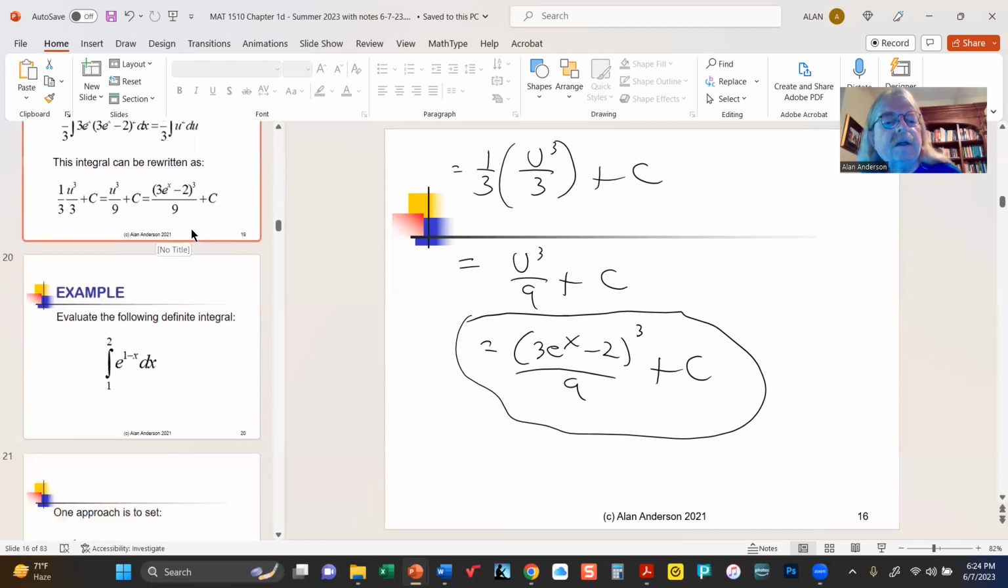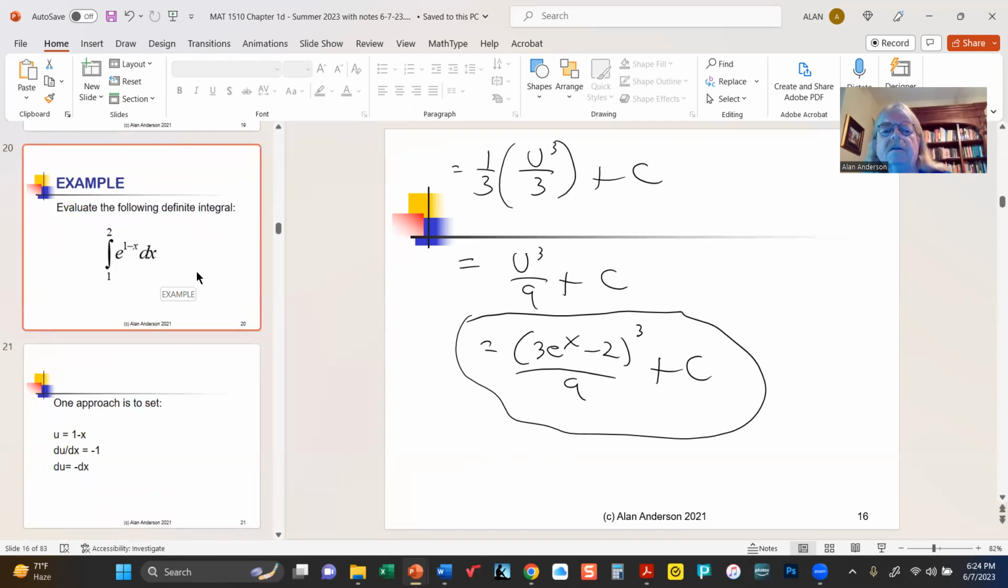Now, the next one coming up is a definite integral. Of course, the techniques we're using here do not depend on whether this is a definite or indefinite integral. It works the same way. The only difference, of course, is that with the definite integral, we're looking for a specific constant. The actual technique for finding the integral does not change.